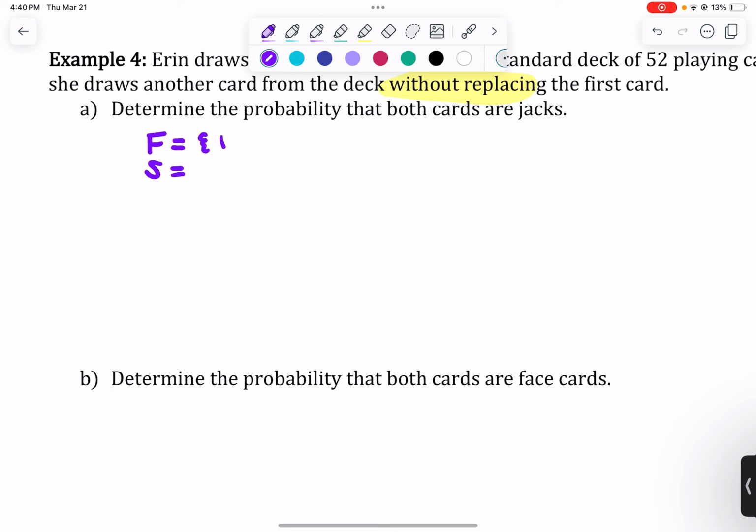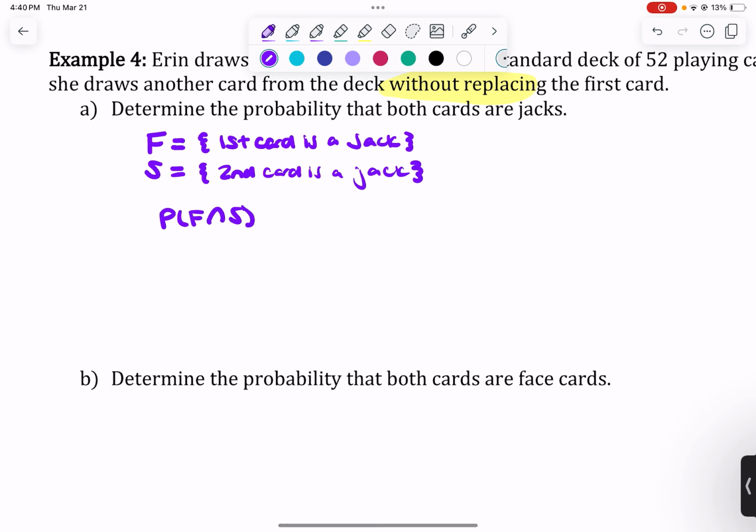So F is the first card is a jack. S is the second card is a jack. And I want to find the probability that both are jacks. So the probability of the first and the second being jacks. I know these are dependent because there are no replacements. So I have the probability of the first. I know it's an and situation, so I multiply it with the probability of the second. Since that probability is impacted by the first already having taken place, it's conditional.